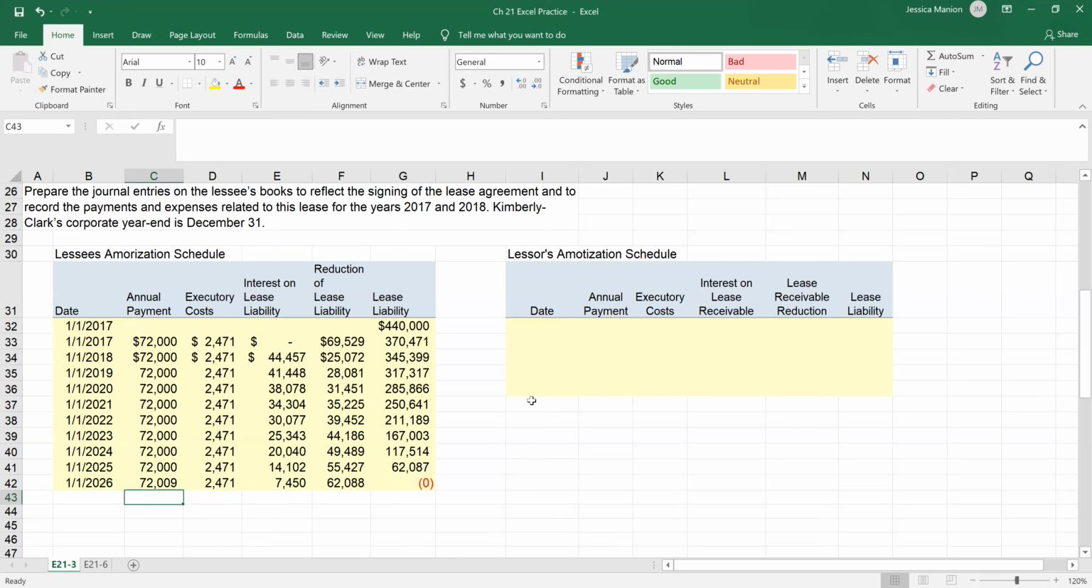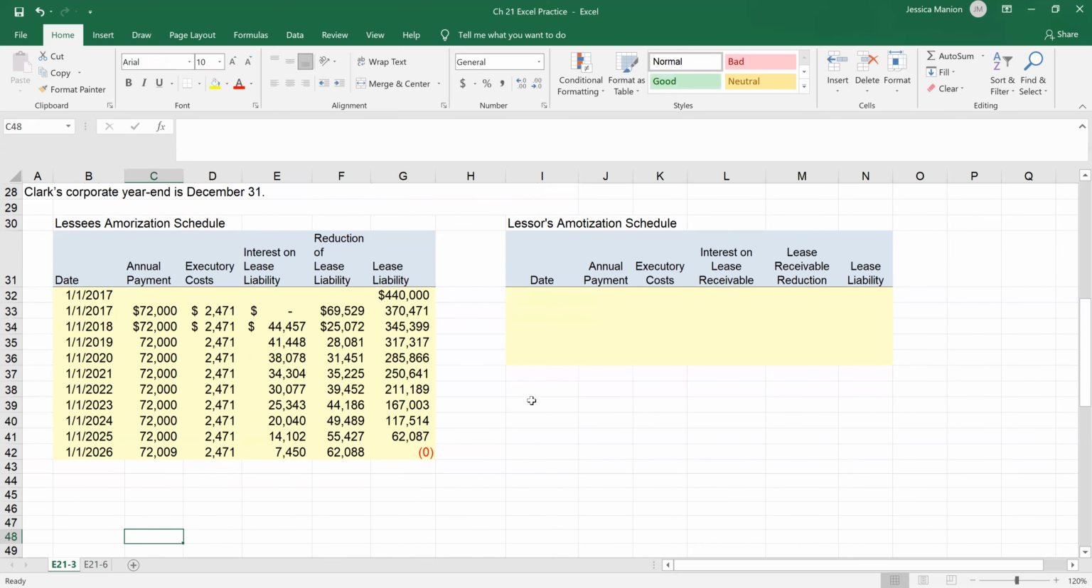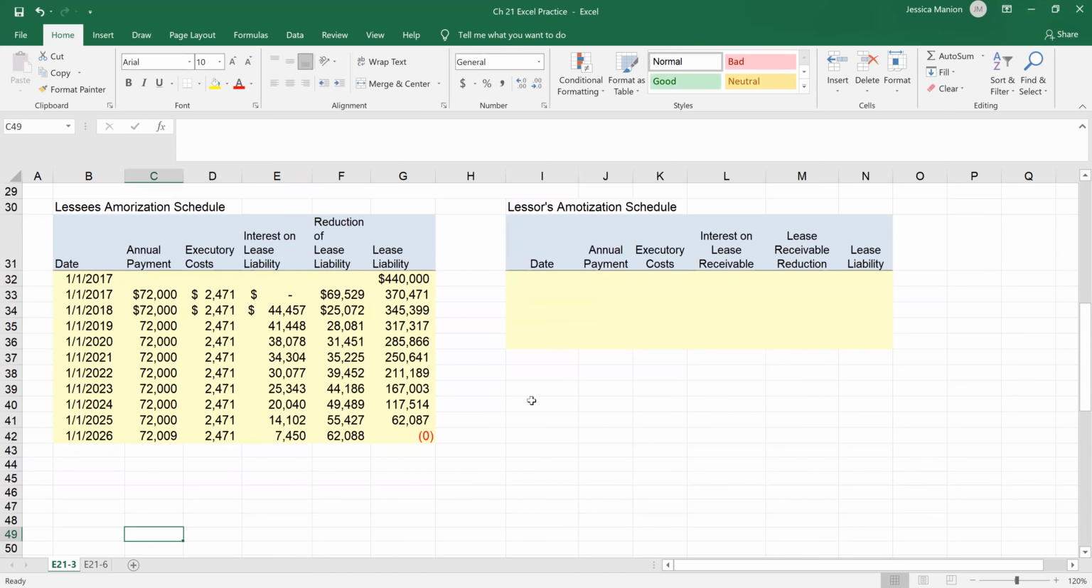Okay. Anyway, so there's the lessee's amortization schedule filled out. And so now we can think about these journal entries, right? And so on 1/1/17, we would have debited leased equipment, 440,000, and we would have credited lease liability, 440,000, right? That would be our first entry.